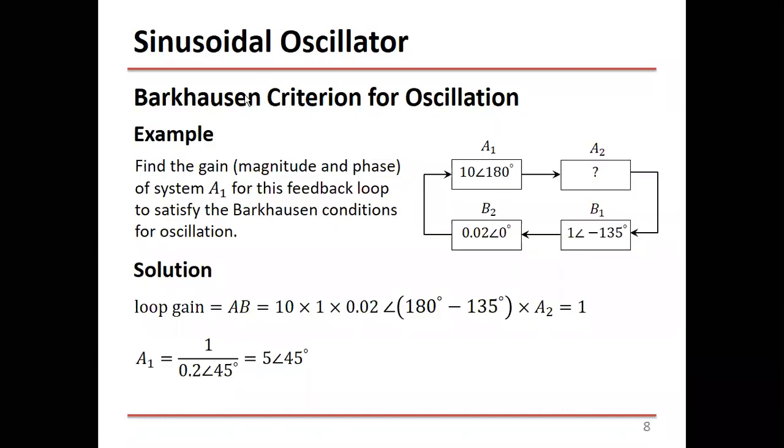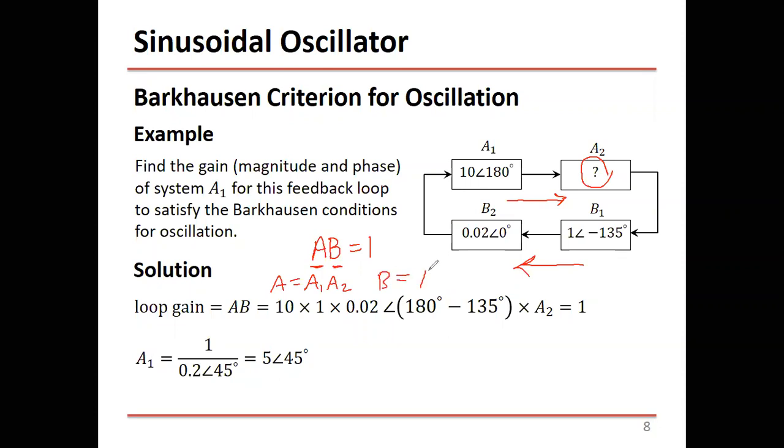Let me give you an example of understanding this Barkhausen criterion of oscillation. Assume you have a loop, a system with a feed-forward transfer function of A1 and A2, and a feedback transfer function of B1 and B2. We need to find A2 such that this loop oscillates, to guarantee that it will oscillate. Oscillation means, don't forget this, AB should be 1. So the feed-forward multiplied by the feedback should be 1. The feed-forward A is A1 times A2, and B of s is B1 times B2. If you multiply all of this, it should give you 1.